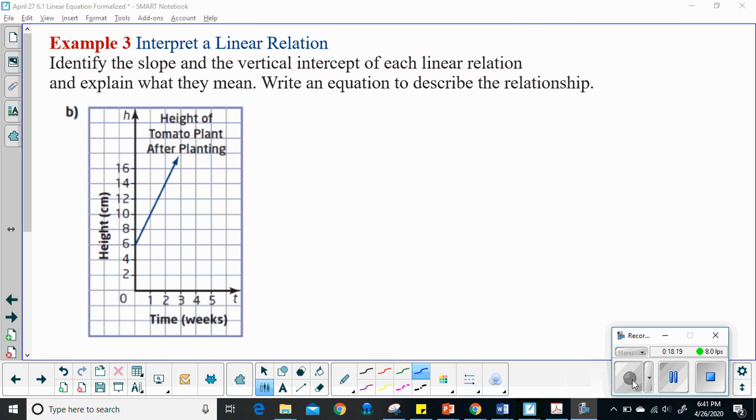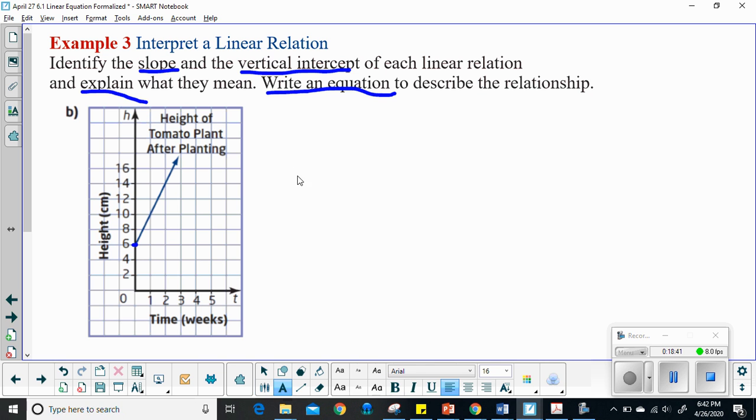All right, last but not least, let's look at the height of a tomato plant after planting. We've got height, we've got time. Always read your axes, please, when you're interpreting an equation or a graph. We need to identify our slope and our vertical intercept, explain what they mean, and write an equation to describe the relationship. My y-intercept here would be 6. Y-intercepts, remember, are initial heights.